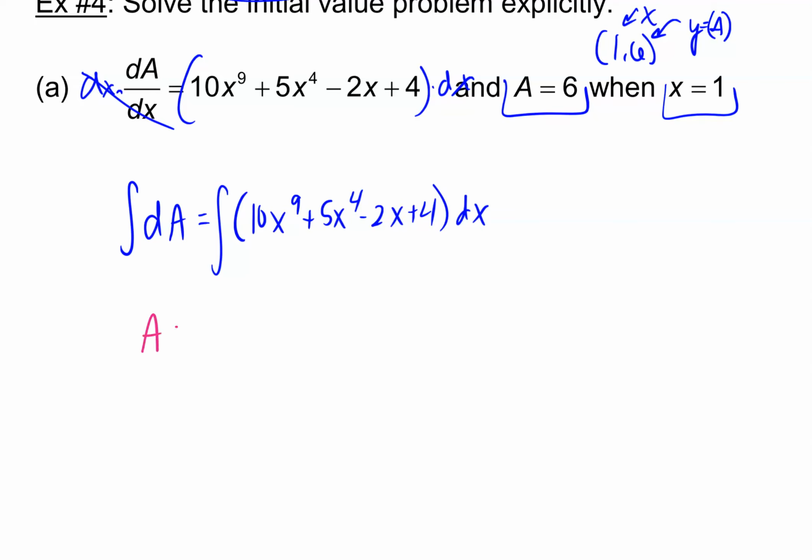So A is equal to, add 1 to the exponent, divide by our new exponent, so this just turns into x to the 10th power. Add 1 to our exponent, divide by our new exponent, this turns into x to the 5th. Add 1 to our exponent, so x to the first plus 1 is 2. Divide by 2, that just turns into negative x squared.